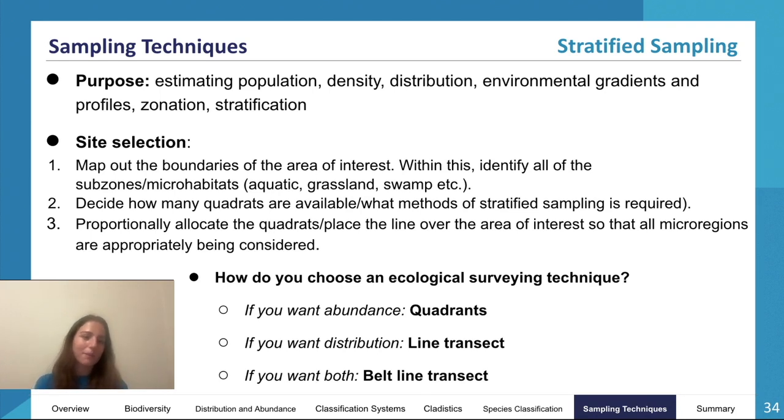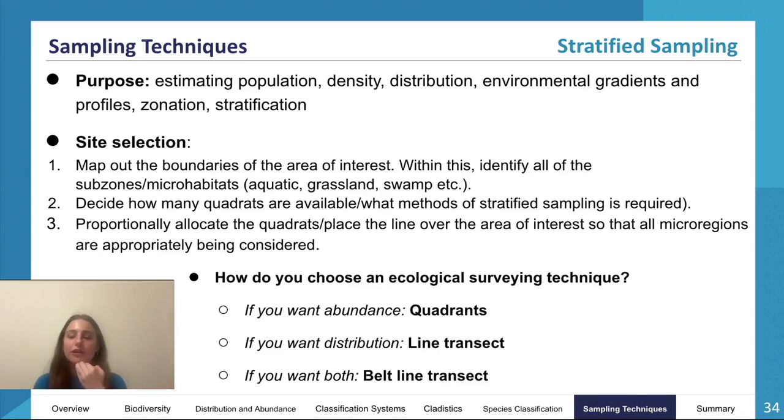If your focus is on abundance, quadrants are your best bet, because you can just place them in proportion to microhabitats and then just count. You don't need to draw along a line. You're still getting a relative picture of that abundance within that ecosystem.